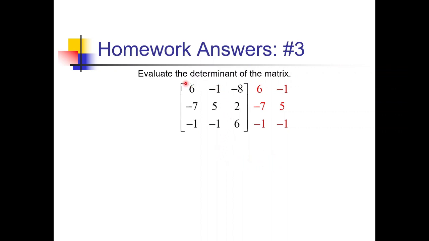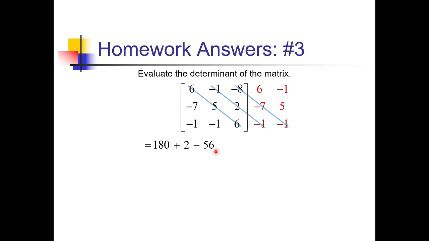Starting up here, we're doing this first downward diagonal. So that's 6 times 5 times 6. That's 30 times 6, which is going to be 180. And then for our next diagonal, -1 times 2 times -1, that's going to be a plus 2. And our last diagonal going down, we've got -8 times -7 is 56, times -1 is -56.